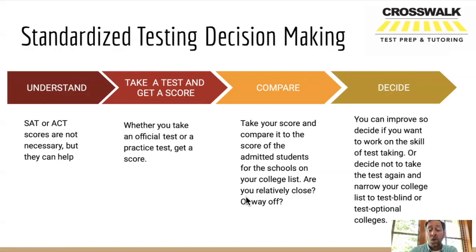Once you've got that score, here's the big moment. Compare. How close is your score to the score of the schools you're considering applying to? Right? Now, that might be a little thing that you have to do before you do all of this, is come up with your list of schools and write down what SAT or ACT score are for those admitted students. But take your score, compare it to that score, and ask yourself, are you close or are you way off? And then you decide.